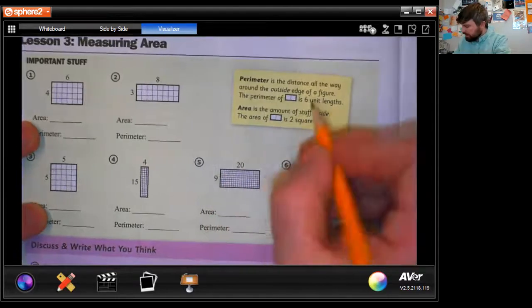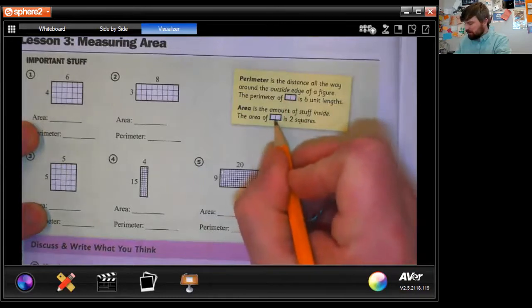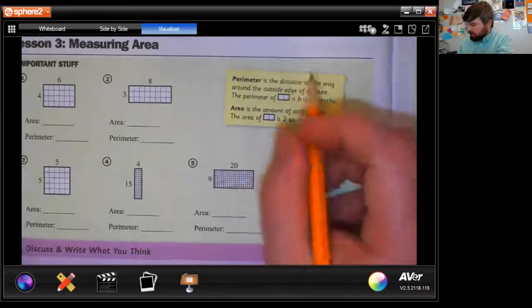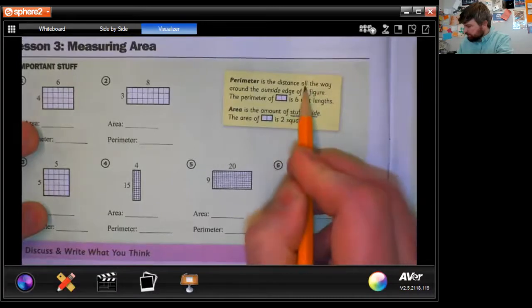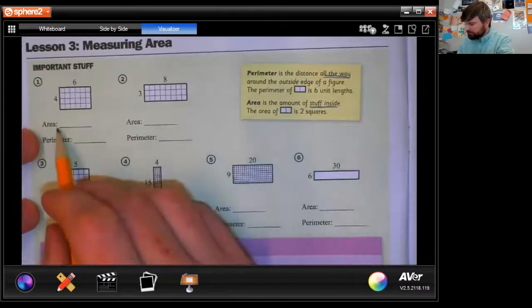Okay, so here the area of this, they're counting 1, 2, 3, 4, 5, 6. They're counting up all the edges. And here they're counting the number of squares that it took to fill it. So the area is the amount of stuff inside, and the perimeter is all the way around. Okay, so let's look at a couple of these.